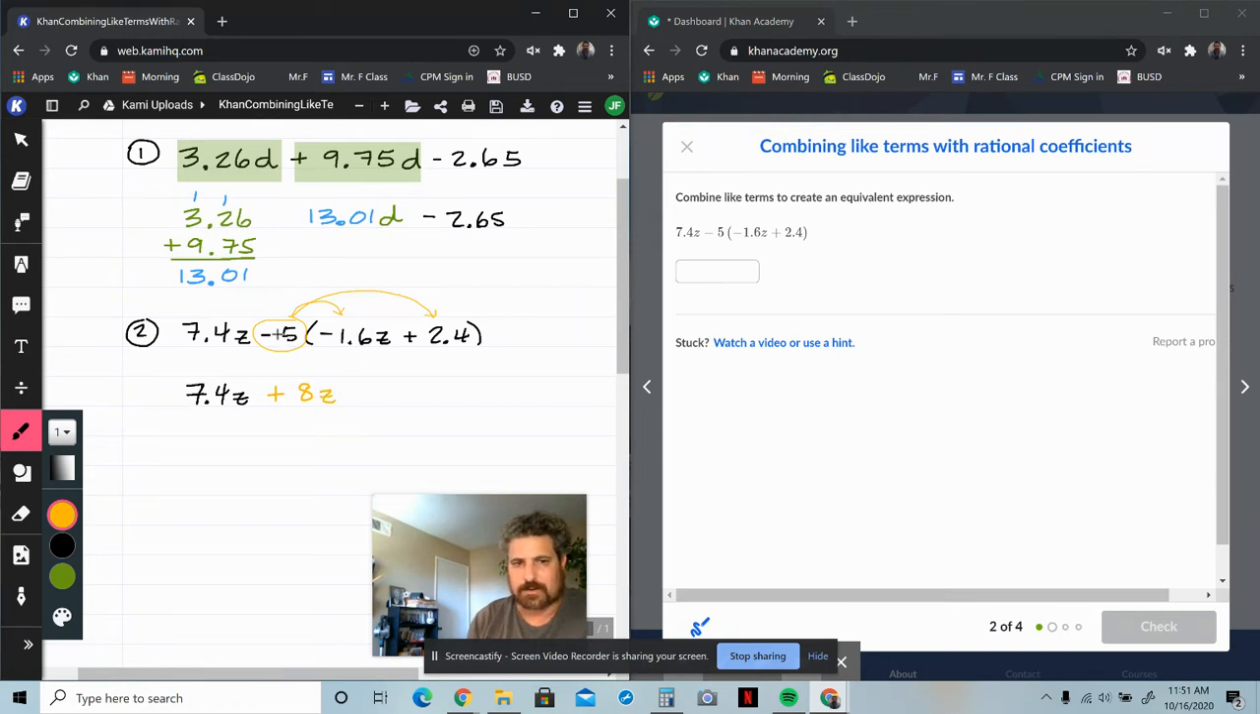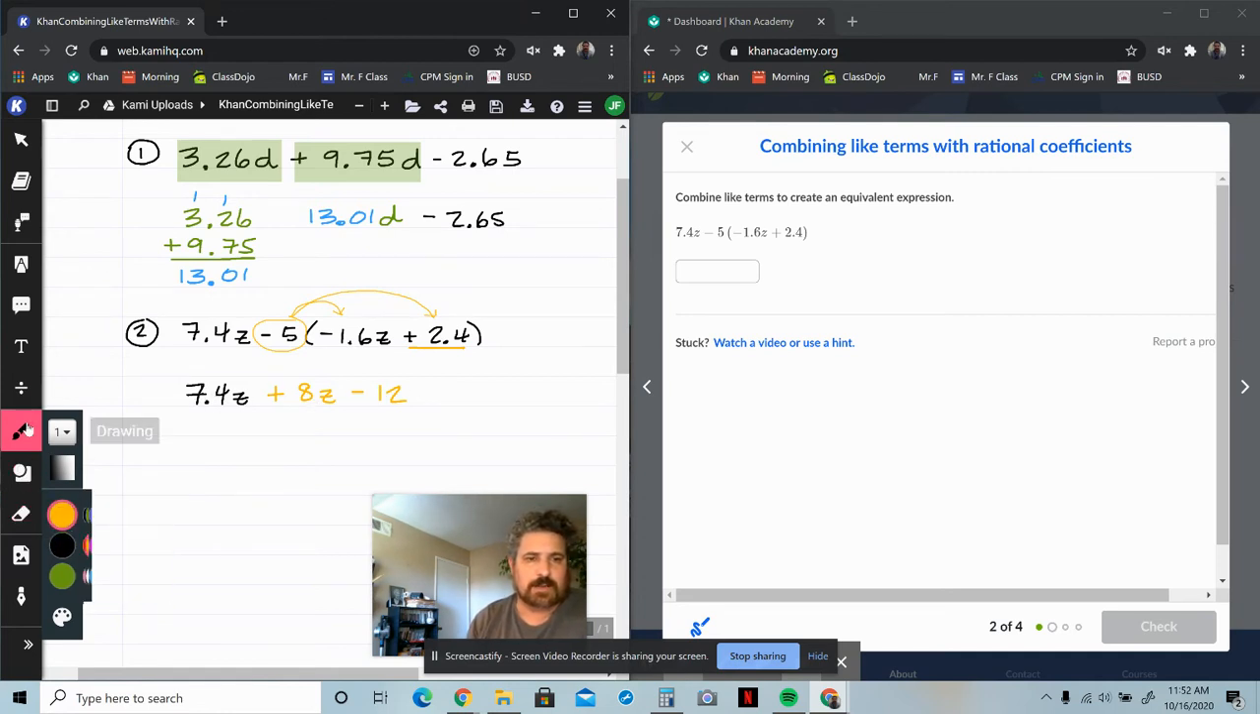And then you're going to do negative 5 times a positive 2.4. So that's a negative times a positive, which is a negative. And 5 times 2.4 is 5 times 2, which is 10, and 5 times 0.4, which is going to be 2. So this is 10 plus 2, or 12. So ultimately what you really have here is 7.4z plus 8z minus 12.